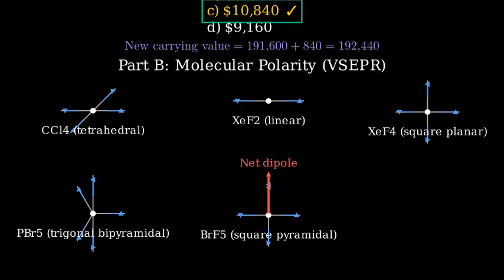Nonpolar. But for BrF5, the shape is square pyramidal, and the bond dipoles do not perfectly cancel. This makes the molecule polar.